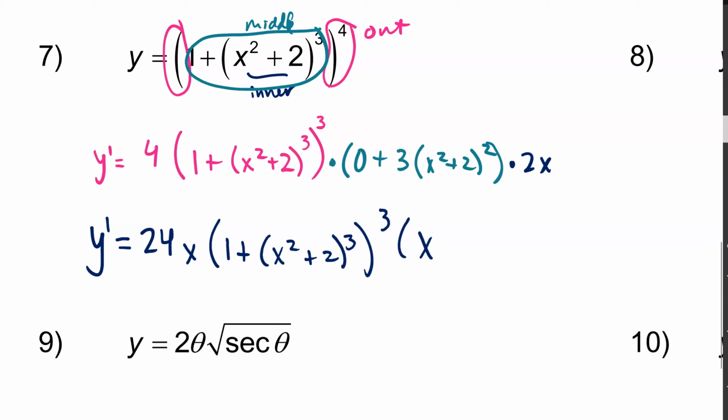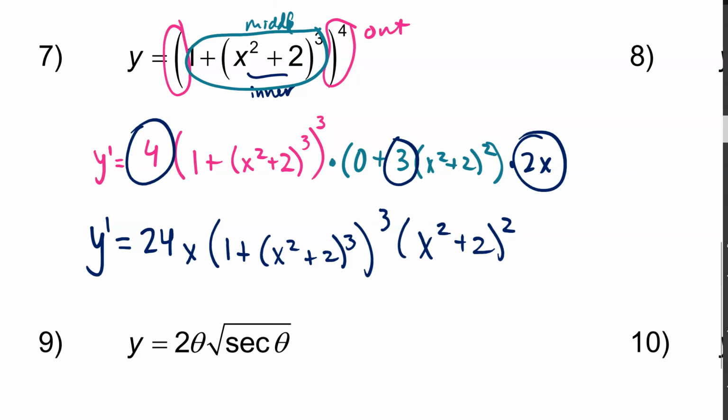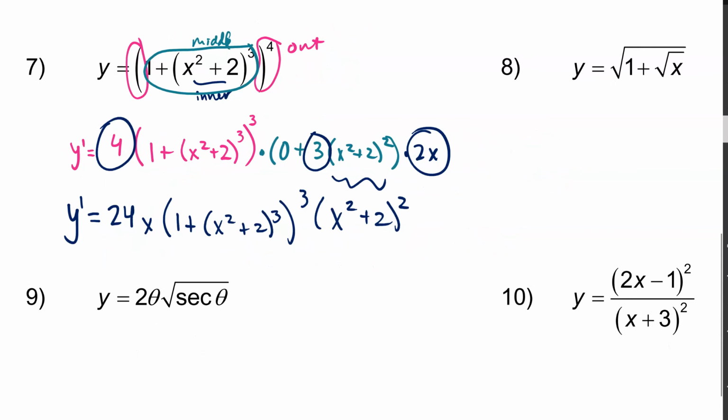Oh my gosh, this is so gross. X squared plus 2. Because, ready? 2x times 3 times 4 is 24x. And then this is where this came from. Okay, so it's pretty good. I'll see you guys tomorrow.